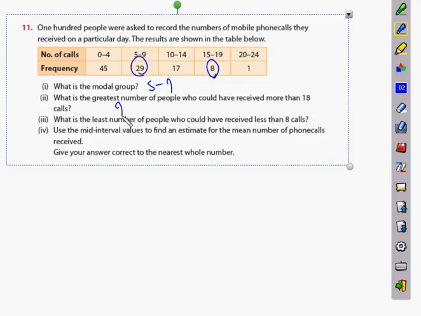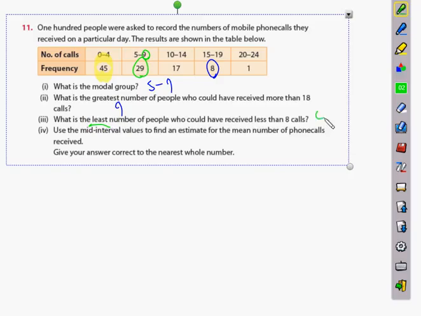What's the least number of people who could have received less than 8 calls? Less than 8 calls? Anybody? So if we're talking about less than 8 calls, these 45 have all definitely received less than 8 calls. However, I'm going to imagine for myself that all 29 of these received 9 calls. And what does that do? It gives me the least number. The least number being 45.